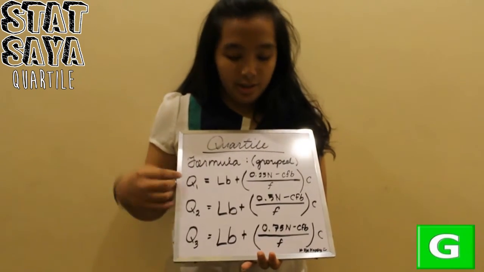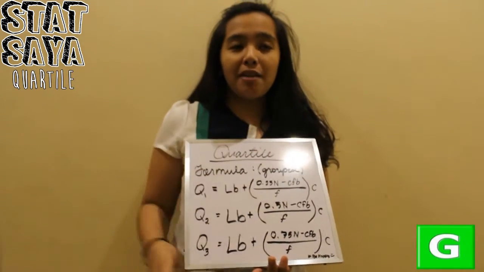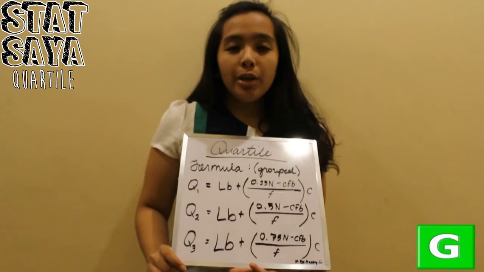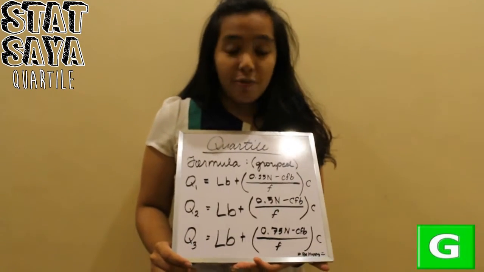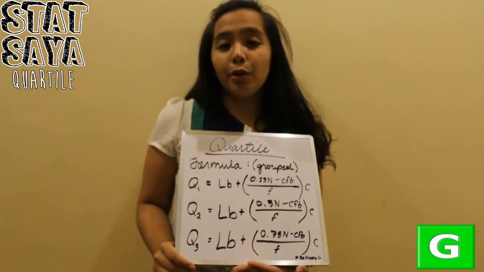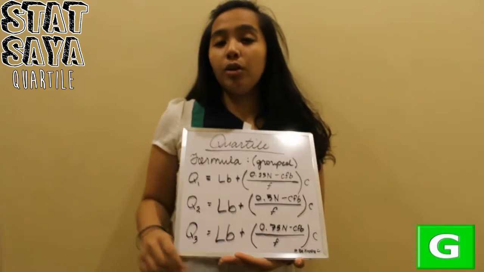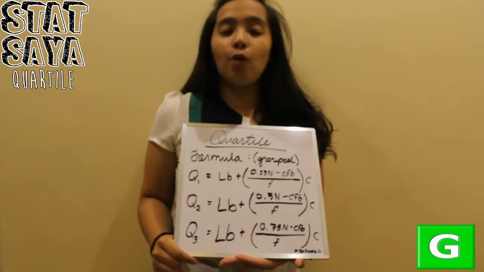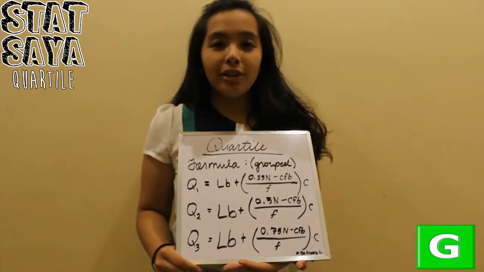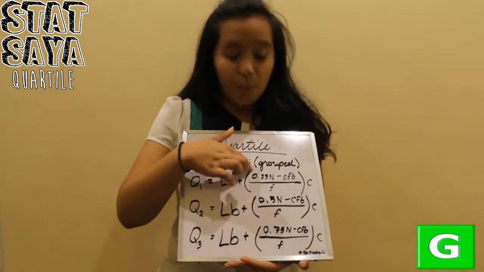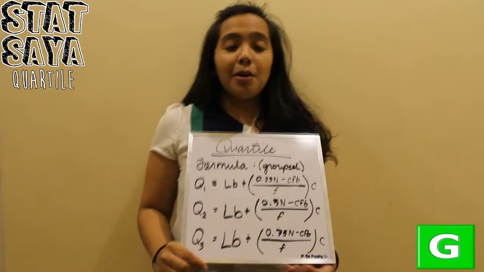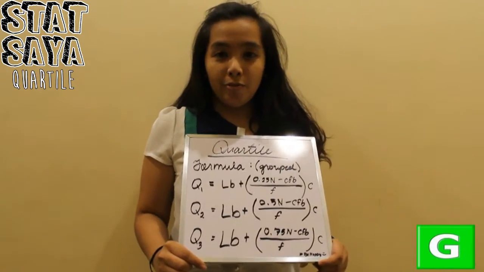For Q sub 1, 0.25 is constant. We used 0.25 because remember, for ungrouped data, the formula for Q sub 1 is n over 4, or simply 1n over 4, and 1/4 is equal to 0.25. That's why we used 0.25.